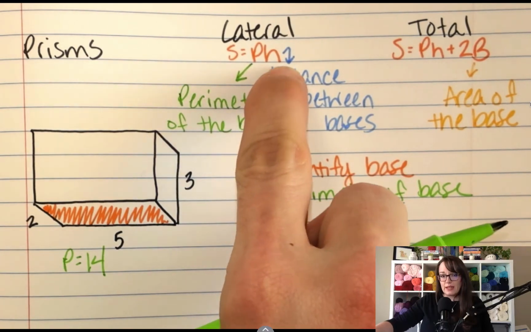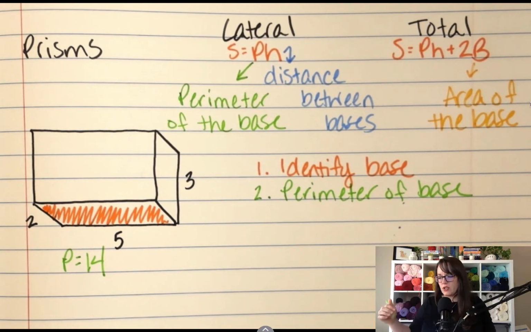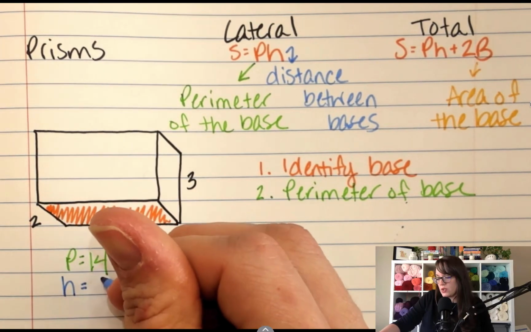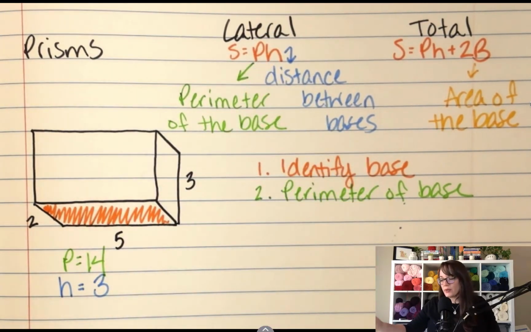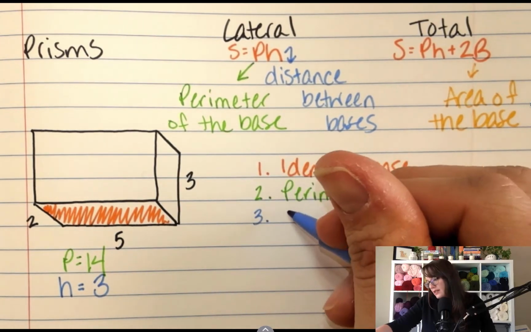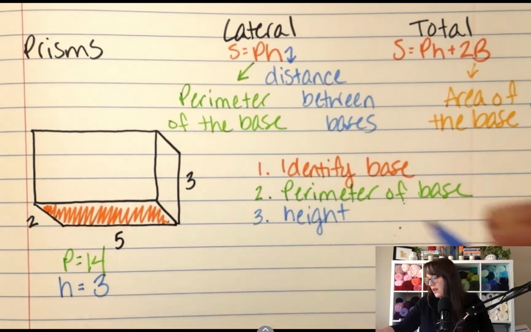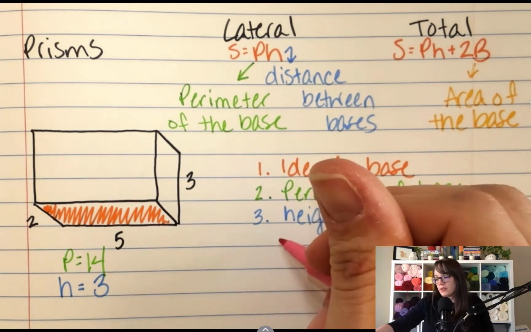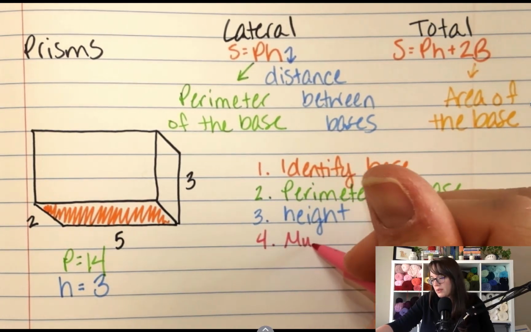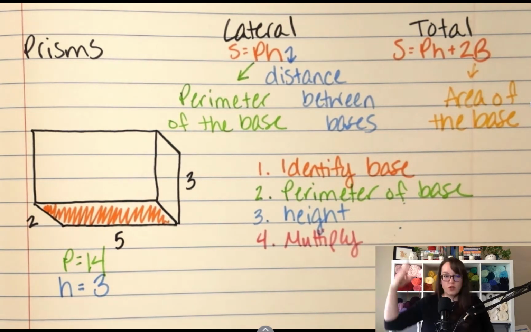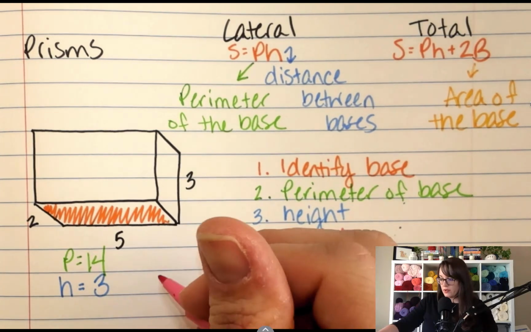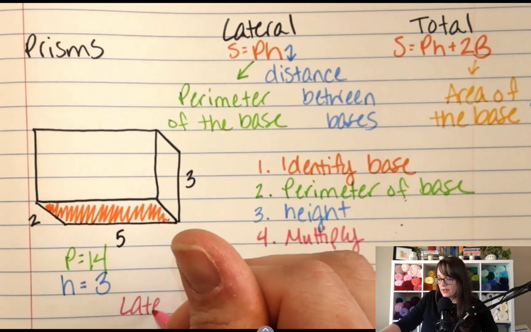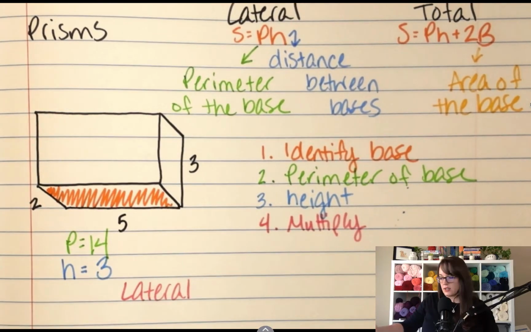All right, the other number I need here is the height. How far apart are my 2 bases if my bases are the top and the bottom? My height here is 3. So h equals 3. Then lateral area, I multiply the two together. Multiply those two numbers. So 14 times 3 is 42. So my lateral area is 42.